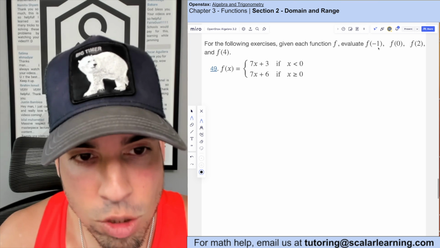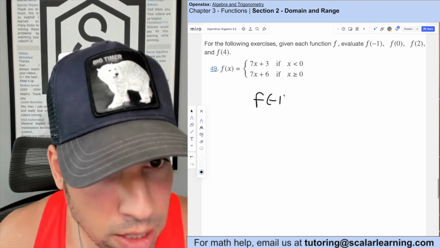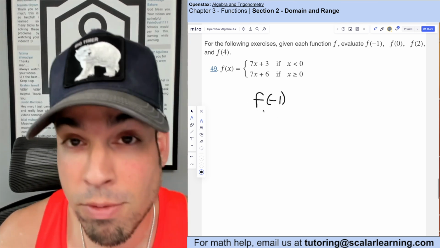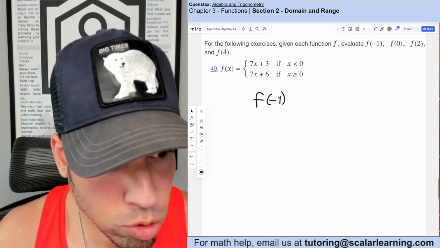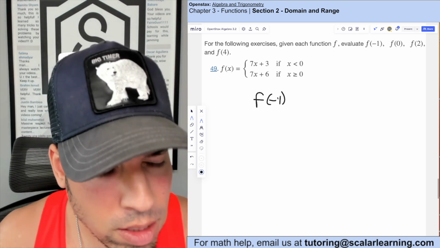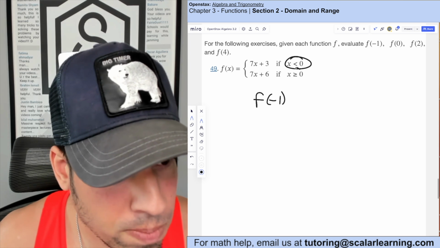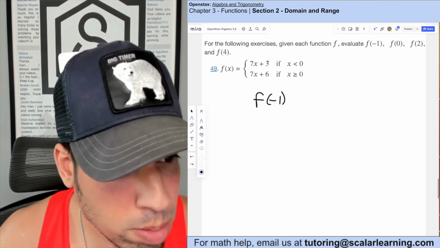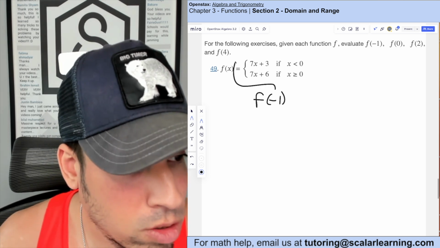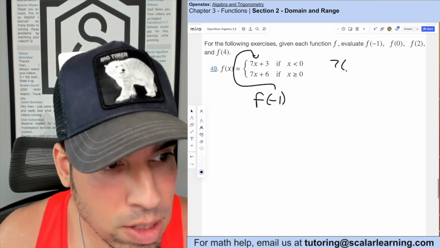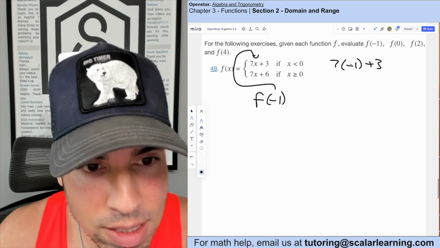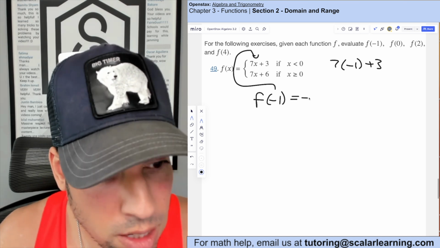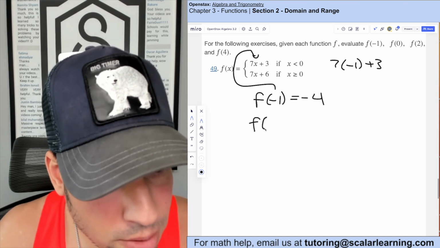Done. So for these ones, we're meant to evaluate f of -1, 0, 2, and 4. And it's again another plug and chug situation. So when x is -1, what bucket does it go into? This one or this one? Well, this one is saying for all values x is less than 0. So we're going to plug it in here. So 7 times -1 plus 3, that's -7 plus 3 is -4. Boom, done.